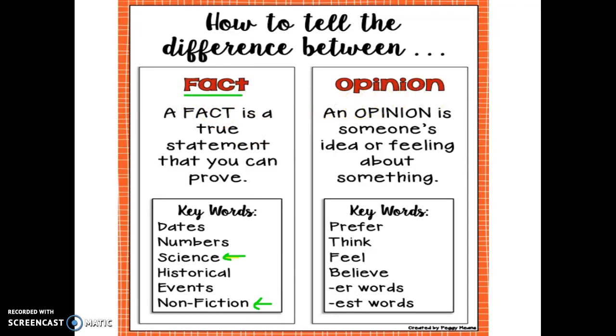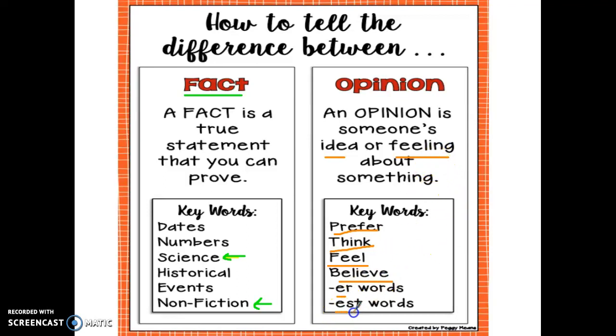Now, the opinions, on the other hand, again, that's someone's ideas or feelings about something, okay? When you think about opinions, you might see keywords like, I prefer this, I think this, I feel or believe. When you see ER words, like for example in the story when it said Michael was bouncier than everyone else, okay? Bouncier, that's an ER word, so we're comparing Michael to others. That would be an opinion, because it's hard to prove that he's bouncier than everyone else. That's more a feeling or someone's idea.